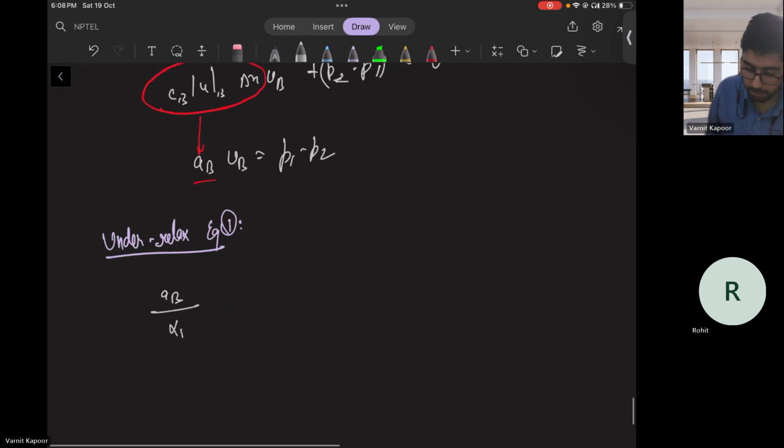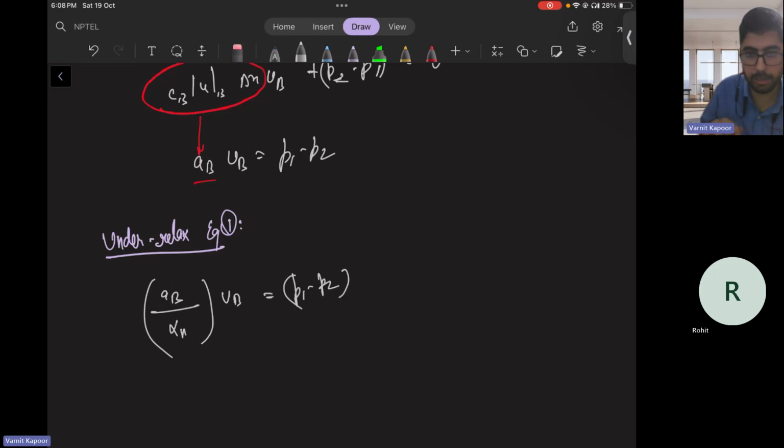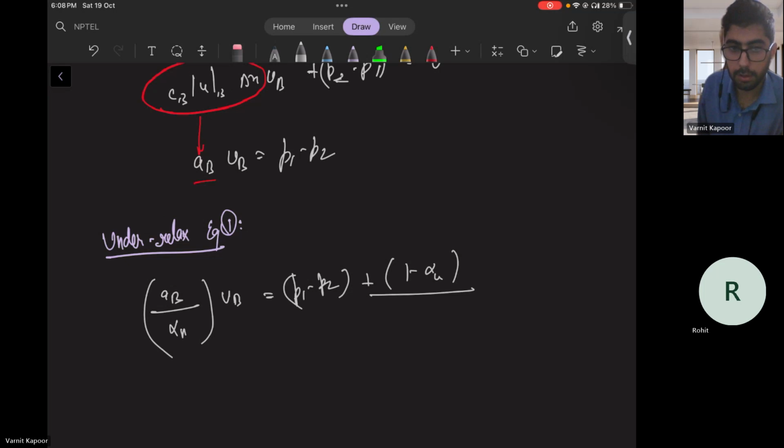AB by alpha and PUB is equal to P1 minus P2. This under-relaxation equation we have already written in our previous tutorials, plus 1 minus alpha U. Sorry, alpha U. Yeah, here also alpha U, alpha U into AB UB.